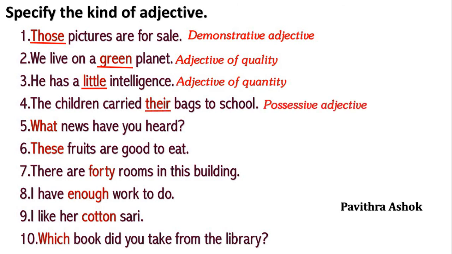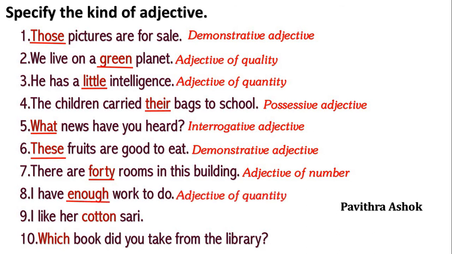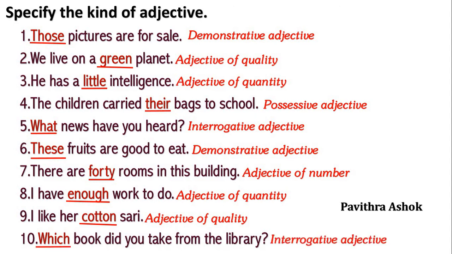Their: possessive adjective. What news have you heard? What: interrogative adjective. These fruits are good to eat. These: demonstrative adjective. There are 40 rooms in this building. 40: adjective of number. I have enough work to do. Enough: adjective of quantity. I like her cotton sari. Cotton: adjective of quality. Which book did you take from the library? Which: interrogative adjective. I hope you all have written answers correctly.